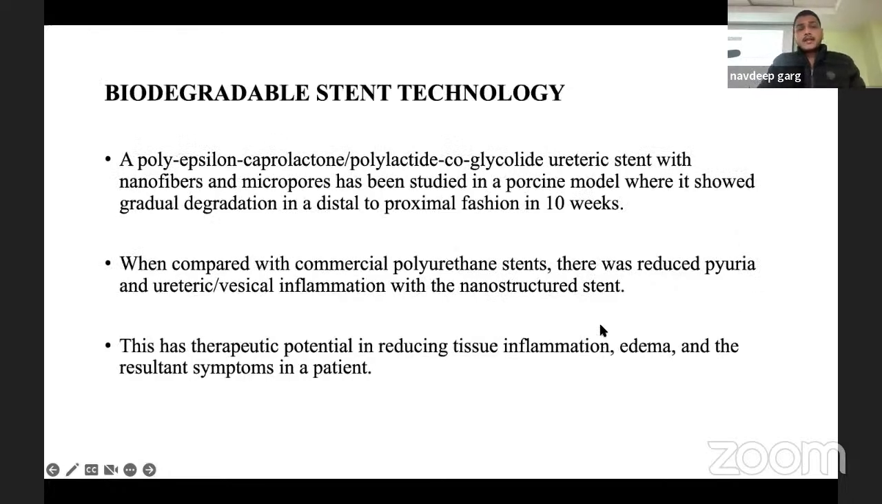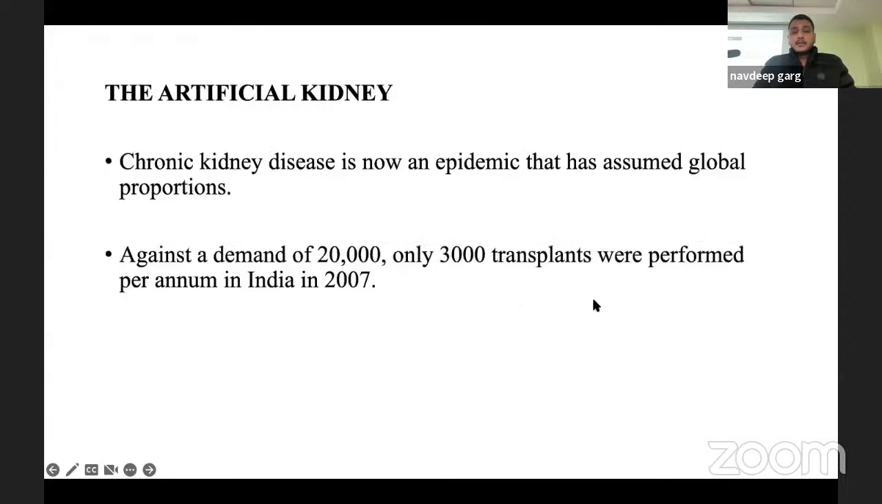Now the role in the biodegradable stent technology. A polyepsilon caprolactone as well as polylactide glycolide ureteric stent with nanofibers and micropores has been studied in the porcine model, which showed a gradual degradation in 10 weeks from distal to proximal fashion. When compared with the commercial polyurethane stent, there was reduced polyuria as well as ureteric vesicle inflammation with the nanostructured stent.